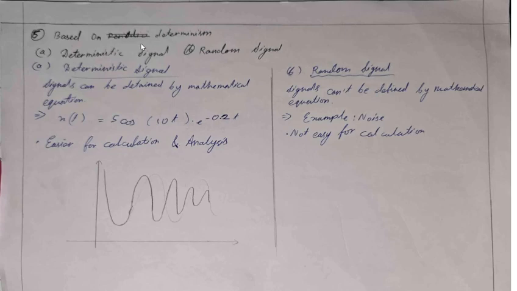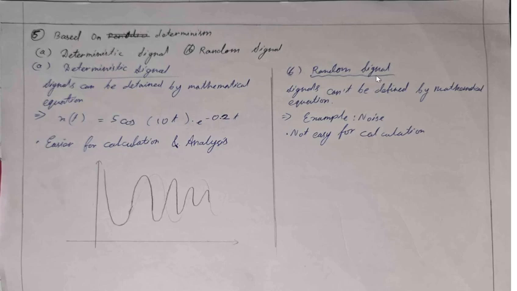Now the types of signals based on determinism. A. Deterministic signal. B. Random signal. A. Deterministic signal. Signals can be defined by a mathematical equation. Here you can see that x is equal to 5 cos 10 t multiplied by e to the power minus 0.2 t. It is easier for calculation and analysis. Here you can see the graph of this.